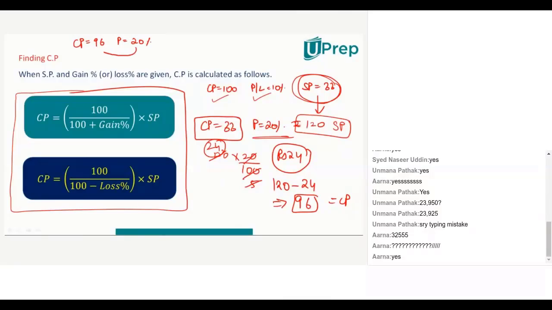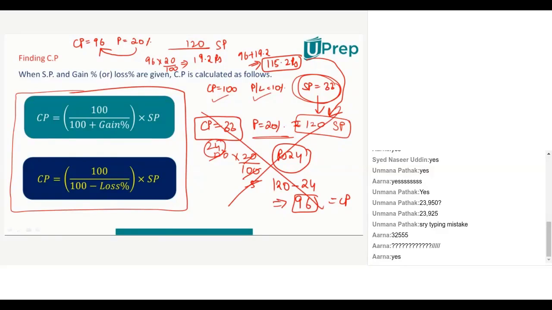If I add a profit of 20% to 96, I should get the selling price as 120. If I get that, what Priscilla said is absolutely right. If not, we will see what is to be done. So if I have 96 into 20 by 100, what is it that I get, guys? What's 96 into 20 by 100? It is 19.2 rupees. If I add 19.2 rupees to 96, I am getting 115.2 rupees. But what is it that we were supposed to get? 120. That means this logic is incorrect. Are you guys clear? Now let's see what the right approach is.